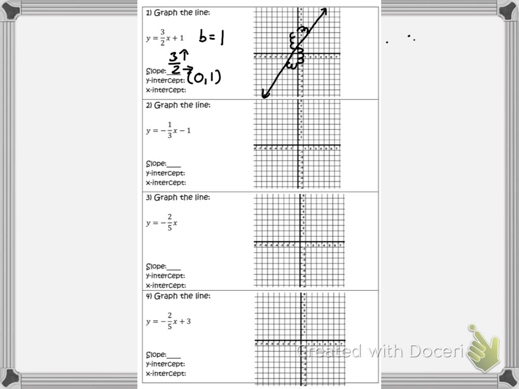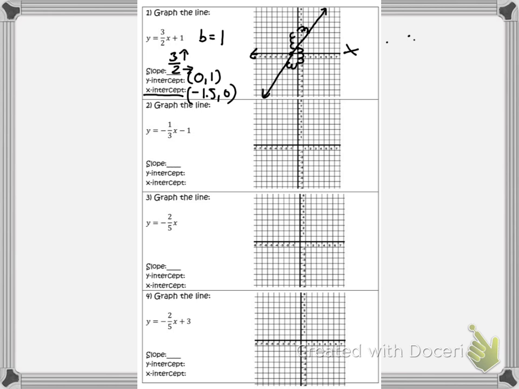My x-intercept, I know it looks like a rough guess, but I think my x-intercept is going to be at negative 1.5, 0. Remember, x-intercept is where it crosses the x-axis. Here's my x-axis. Then it crosses it right here, and I'm guessing at negative 1.5, 0.